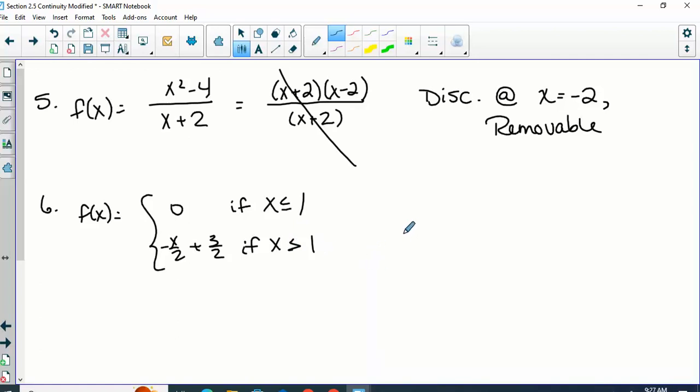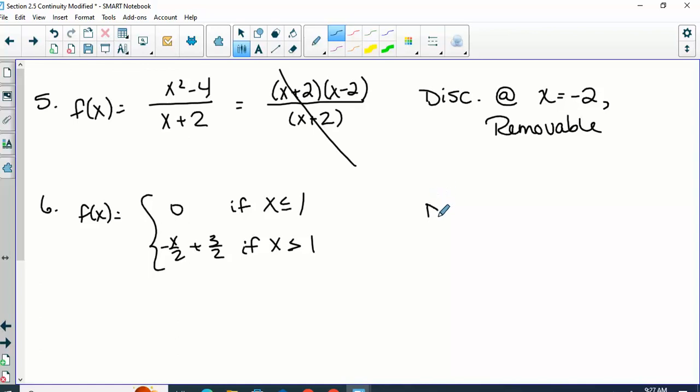This one. Where are we going to have a discontinuity most likely? At 1. Alright, verify it. The first one gives us 0. If I put 1 into the second one, I get 1 out. So they definitely don't match, so it is discontinuous.